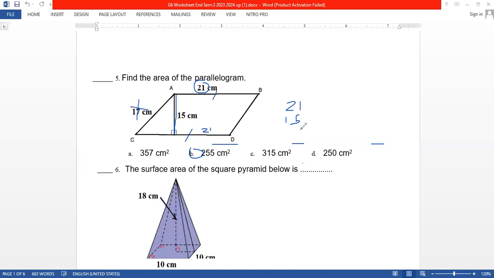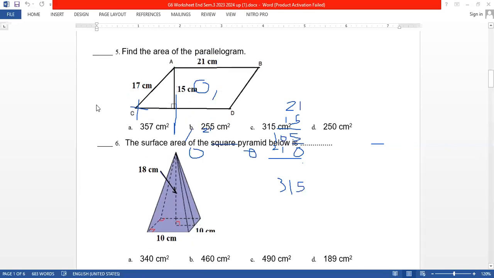So 15 multiplied by 21. 5 times 1, 5. 5 times 2, 10. Now we have 1 times 1, we put 0 here, big fat 0. 1 times 1, 1. 1 times 2, 2. Now we add these two numbers: 5 plus 0, 5. 0 plus 1, 1. 1 plus 2 equals 3. So the answer is 315. Now we go to question number 6.